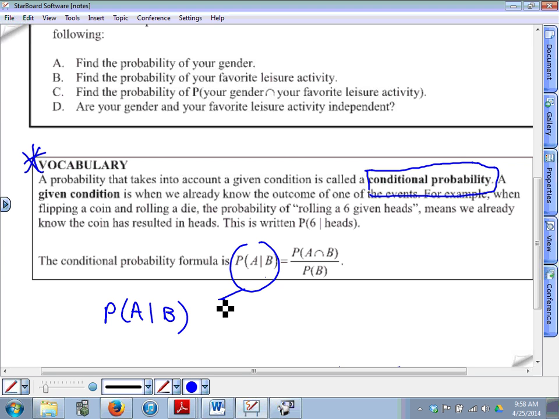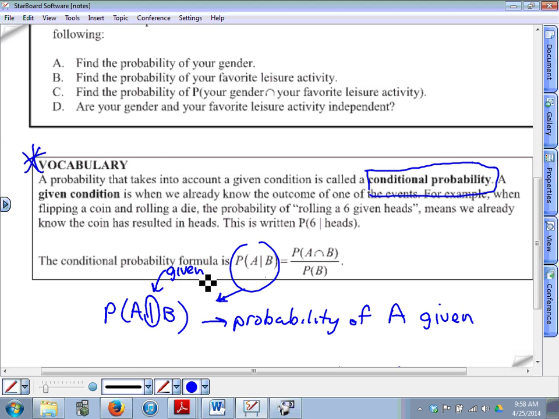What this means written out is the probability of A given. That's what this line right here means, this vertical bar means given. So what's the probability of A given that B has already occurred? That's how you would read that probability out loud.